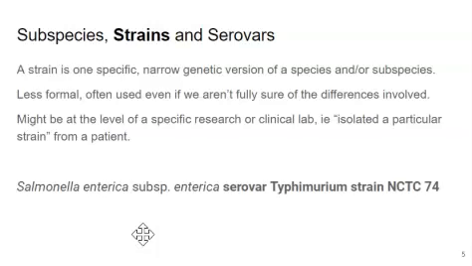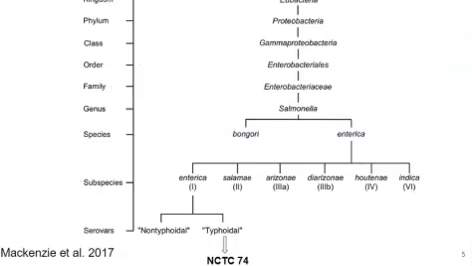So for example, there is a particular strain called Salmonella enterica, subspecies enterica, known to be serovar Typhimurium, and within that we can further cluster some of these organisms into strains, and there's a strain known as NCTC74. So all of this gets a little overwhelming, and it can help to have some visuals on it.